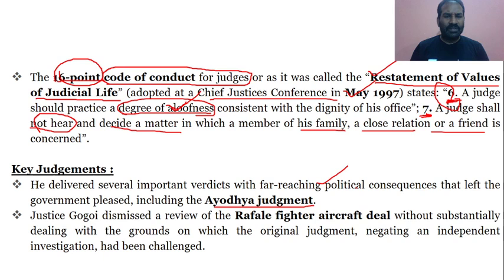And he, the former Chief Justice of India, Ranjan Gogoi, was the one who delivered several important verdicts with far-reaching political consequences, and one among them is the Ayodhya judgment. He also dismissed a review of the Rafale fighter aircraft deal, where the original judgment had negated an independent investigation, which had not been challenged, and then he dismissed a review petition filed in regards to the Rafale fighter aircraft deal.